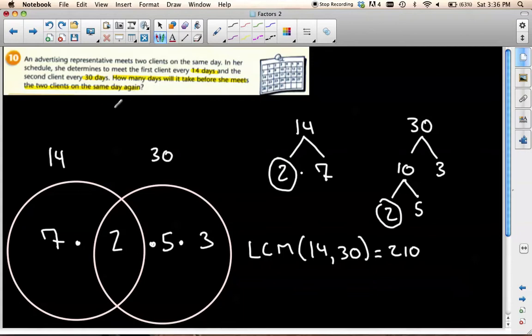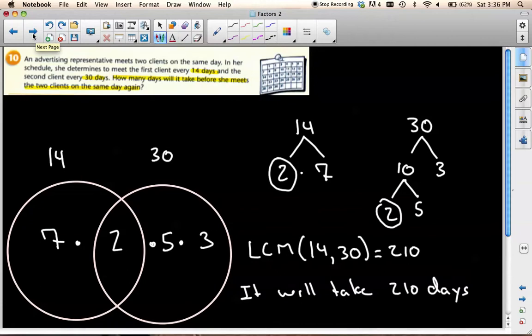So how many days will it take before she meets the two clients on the same day? Okay, it will take 210 days. Now that's if we're looking for the least common multiple for two numbers. And a Venn diagram works when we're comparing two different things.